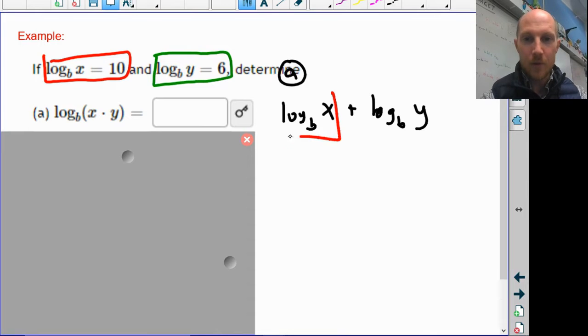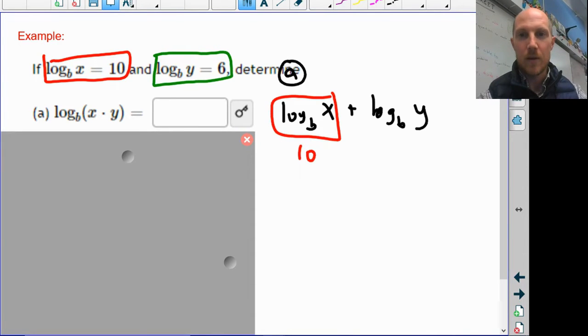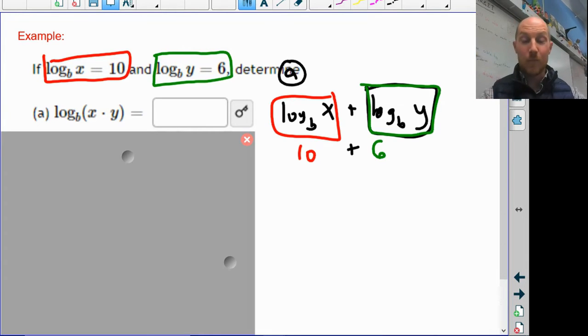And then log base b of x, that's 10. It tells me that. Plus, and here log base b of y, that's 6. It tells me that log base b of y is 6. So if I expand now, I can use those 2 facts that it told me to begin with, the 10 and the 6. So 10 plus 6, 16. Final answer.